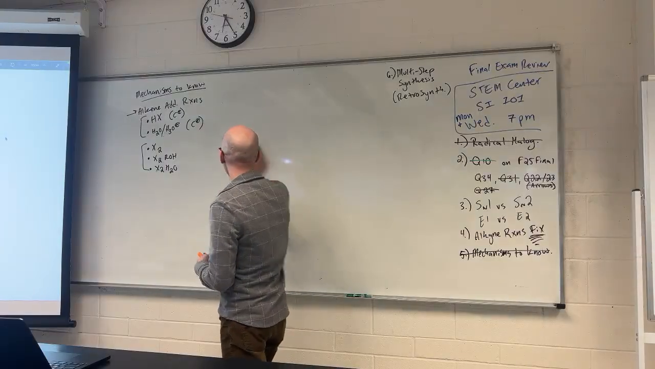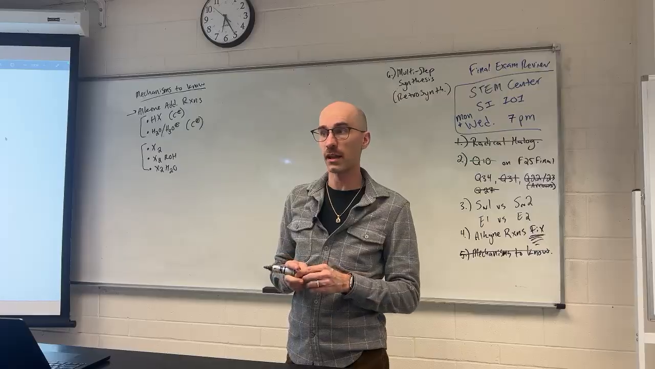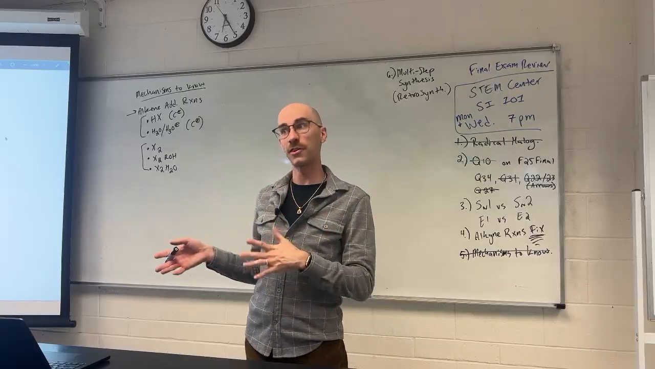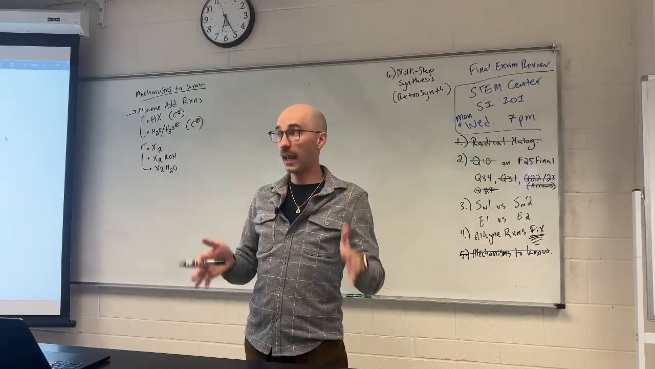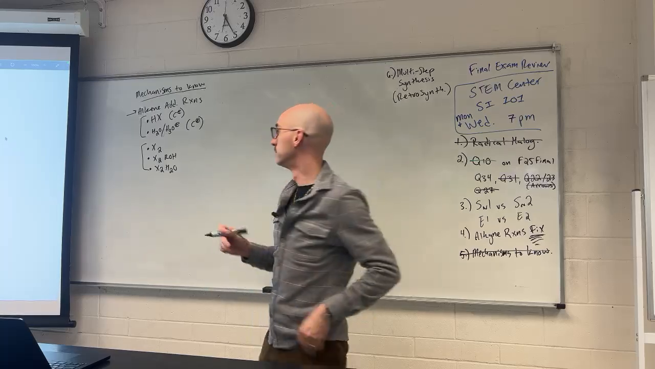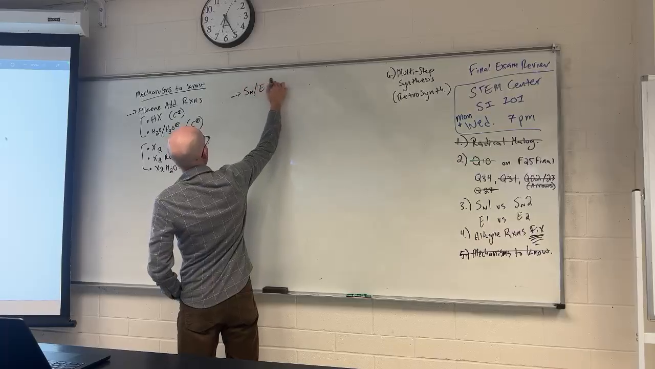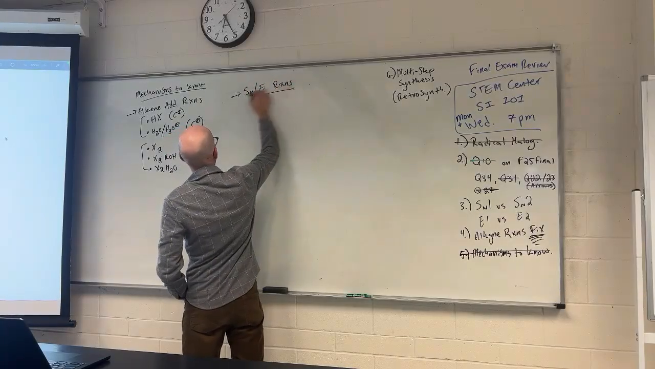Then from Unit 5, I'm not going to ask you to show me mechanisms for alkyne reactions, because if you can do an alkene mechanism, you can do an alkyne mechanism. You just do it twice as many times. So it's substitution and elimination reactions that you need to know.